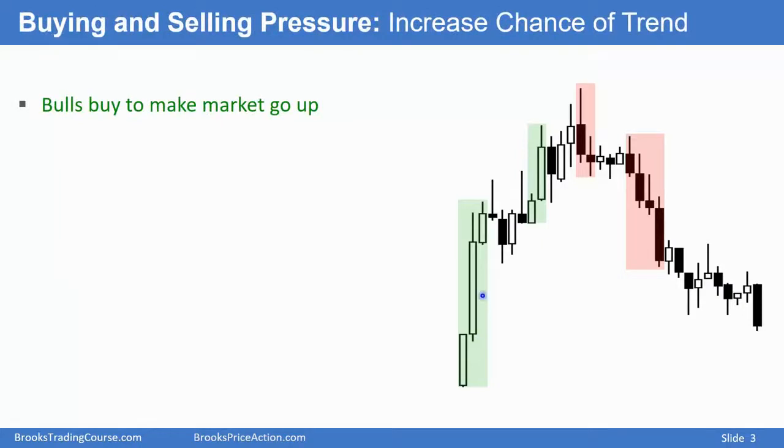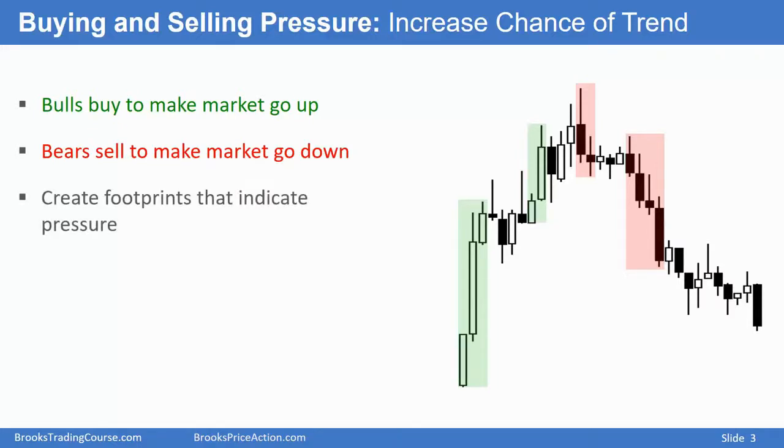Bulls buy to make the market go up, and when they buy aggressively, you get bars that look like this, and that's a sign of good buying pressure, and it usually means that the market will go higher. And bears sell to make the market go down, and when you get a series of bear bars closing on their lows, that's usually a sign that the bears are strong. There's a lot of pressure driving the market down, and lower prices are likely.